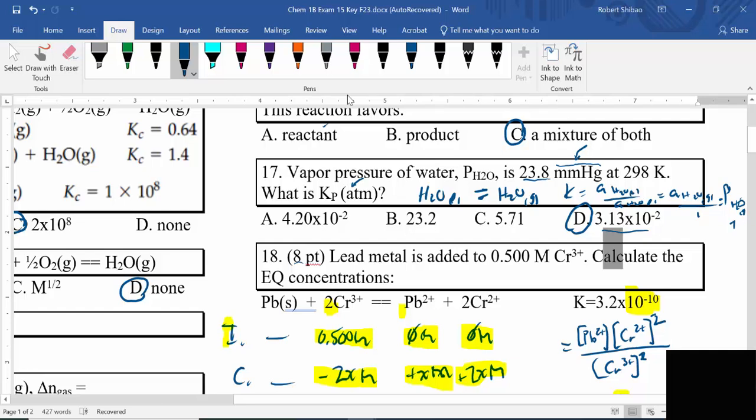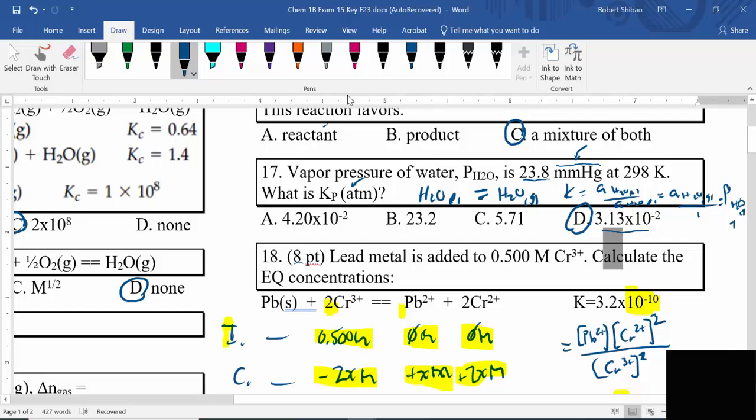And so this one, we have lead metal added to 0.500 molar chromium-3. Calculate the equilibrium concentrations. So initially I have some lead, so I just have to note that lead is present. But lead is a pure solid. Pure solids and pure liquids we ignore in the ICE table because the activities don't change. And so that's why I drew a line through here. We have to have it there, because if we don't have any, then the chromium-3 has nothing to react with. So there's got to be at least a stoichiometric amount of lead, or an excess amount of lead, present.